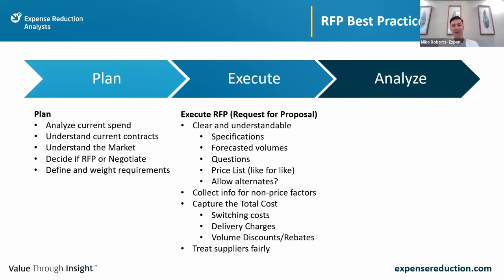Execute an RFP: be clear, be understandable, have specific data, forecasted volume, any questions you need answered, price lists, and include any non-price factors, any qualitative factors, service related factors. Capture the total cost. Is there any cost in switching vendors, delivery charge, volume discounts, rebates? As we mentioned, treat suppliers fairly, but I think the main thing with an RFP is make sure that you're sending the same set of qualifications and questions to all your suppliers so that you truly have an apples to apples comparison that's going to allow you to make the best decision.